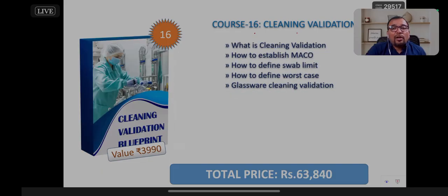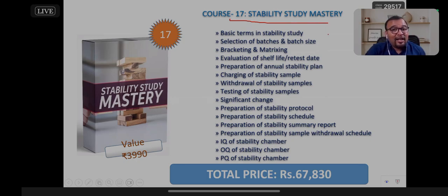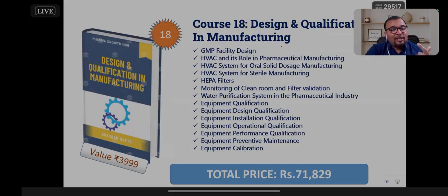The course number 16 talks about clinic validation. So how one can conduct the clinic validation will be explained in this particular course. The course number 17 talks about how one can conduct stability study according to WHO, ICH, and VISA, ASEAN countries, and many more. The course number 18, 19, 20, 21, these four courses are based on the manufacturing requirement.